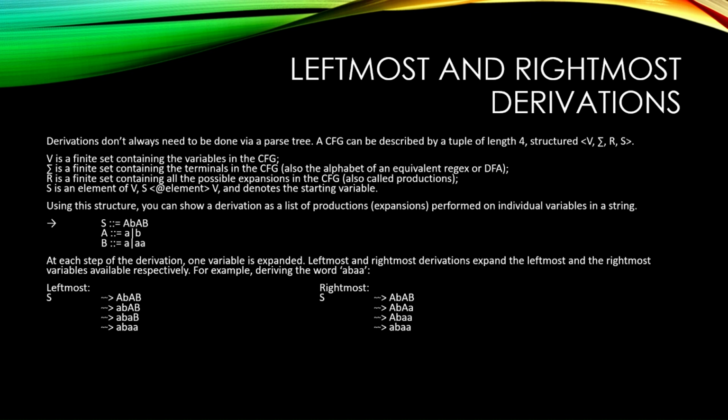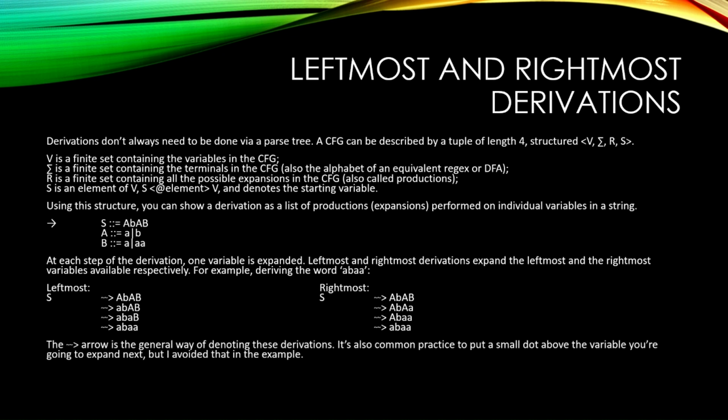So leftmost, we have S expands into variable A, terminal B, variable A, variable B, and then the leftmost variable of that we expand first, and then the leftmost of what we have left we expand, until we have the word. Similarly, for the rightmost we expand the rightmost variable first at each stage. So this is generally the structure of leftmost and rightmost derivations.